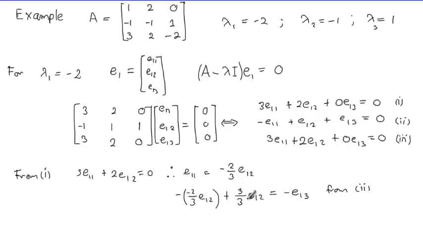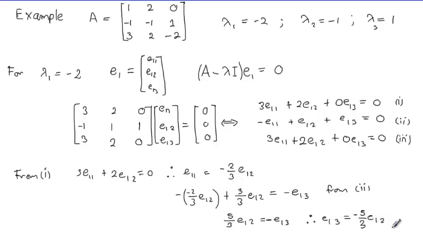Then what we have here, we're going to have, adding these two, 5 over 3 E12 equals to E1 minus E13, which you can say therefore E13 is equal to, sorry, 5 over 3, 5 over 3 E12 with a minus sign there.